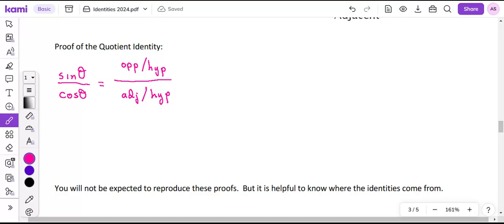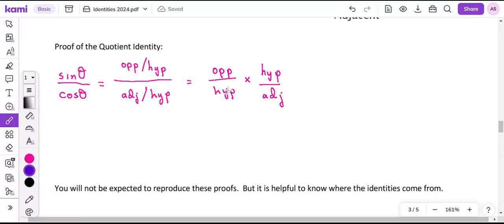Now, in this math course, we should be okay dividing 2 fractions. We've actually divided rational expressions earlier in the year. But recall, when you divide 2 fractions, you change it to multiplication, and you flip what you're dividing by. So if I take opposite over hypotenuse times, and I flip the bottom, that's hypotenuse divided by adjacent. That's just dividing fractions.